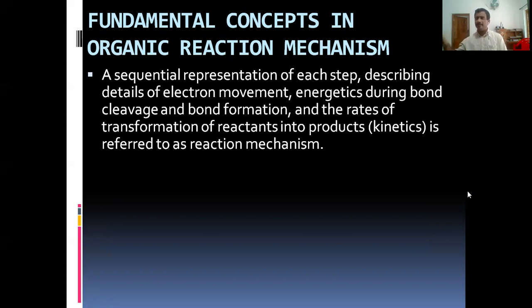Sequential representation of elementary steps means a reaction will take place in several steps. So there is a particular sequence to take place these steps. And finally, we will reach the final product. So actually there will be reactants and there will be final products. We can represent in a single step, but even then it may pass through different elementary steps. First, reactants may combine to give an intermediate. That intermediate may decompose to give the products.